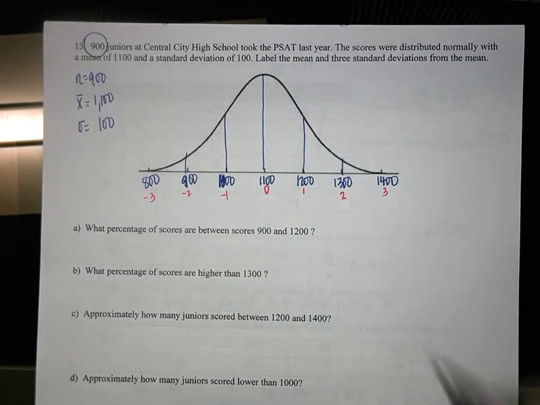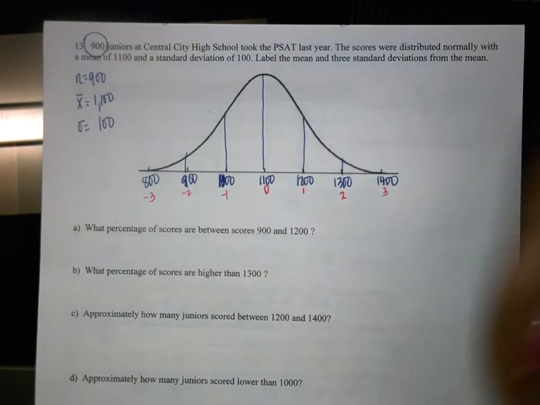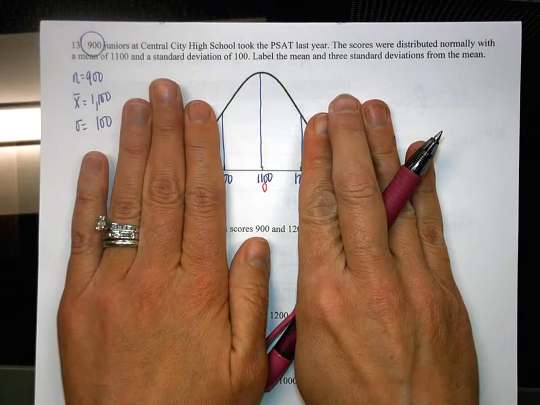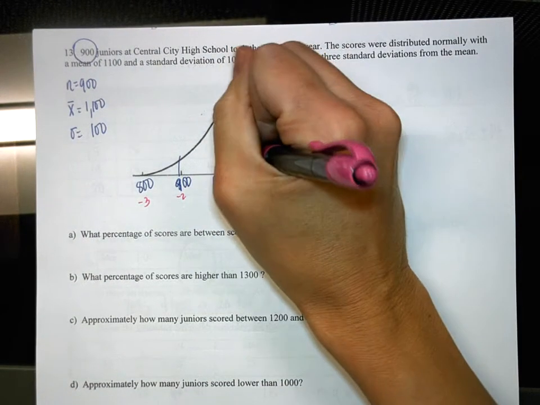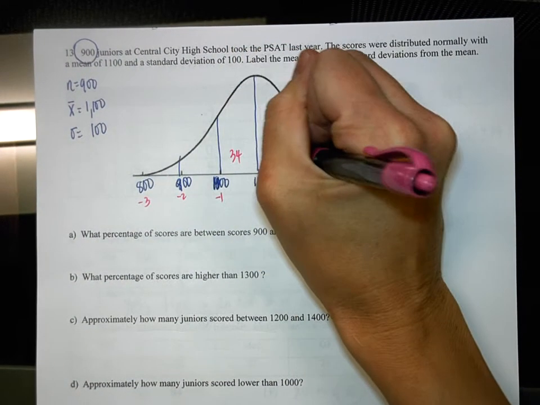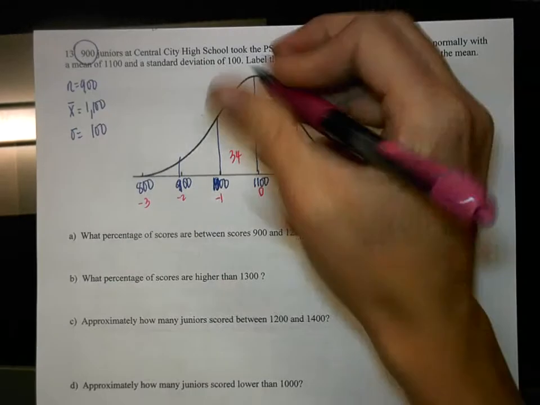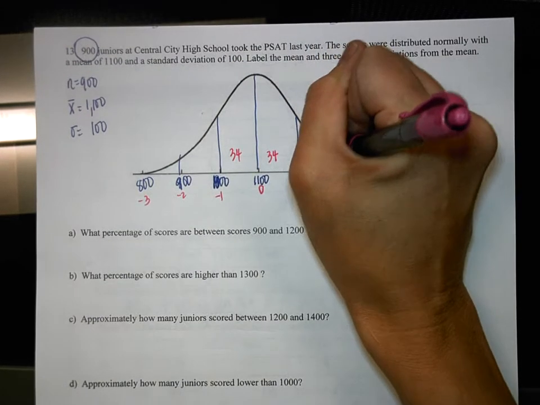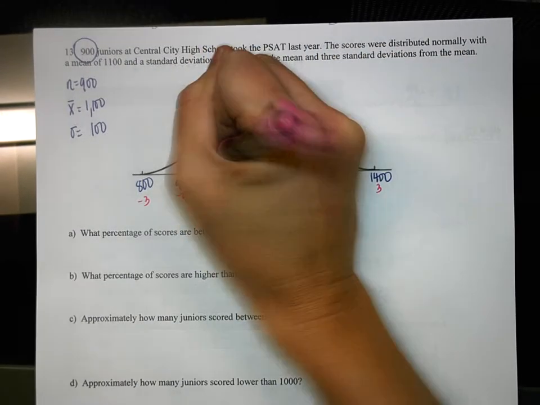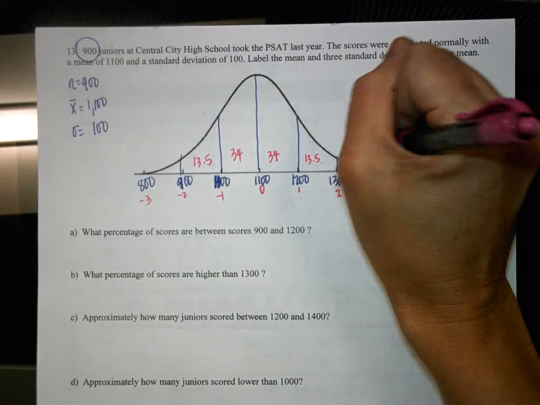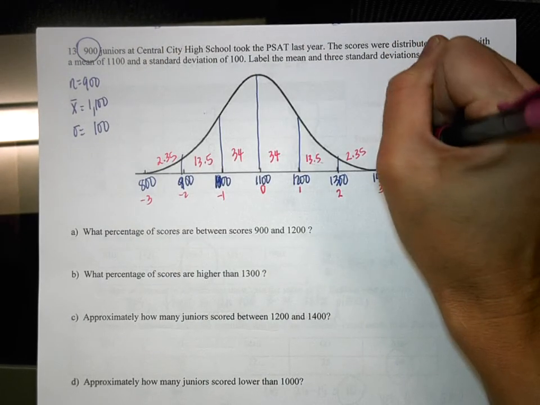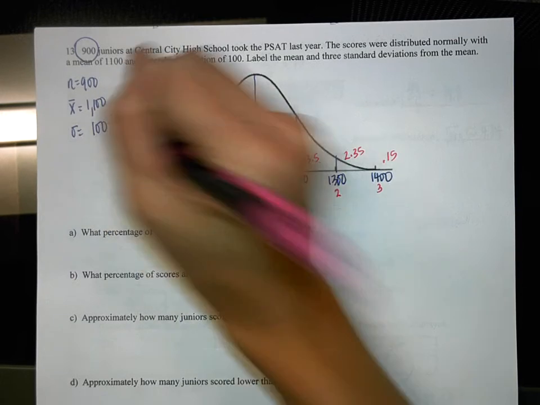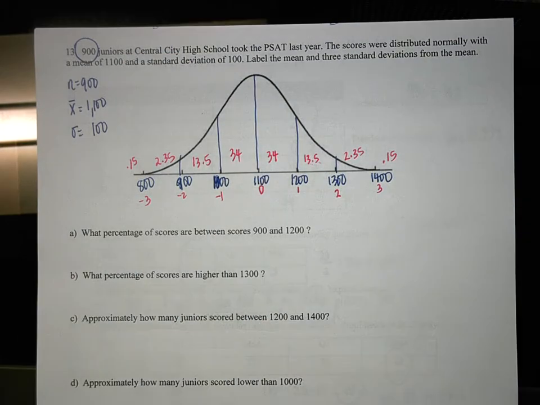Next, you need to mark your percentages. We know that 68% of the data is within 1 standard deviation, and when you divide that by 2, that makes each of these 34%. Okay, going out, each of these are 13.5%. And then we have 2.35%, and then 0.15%. And you can double check by adding, and all those should always add to be 100%.